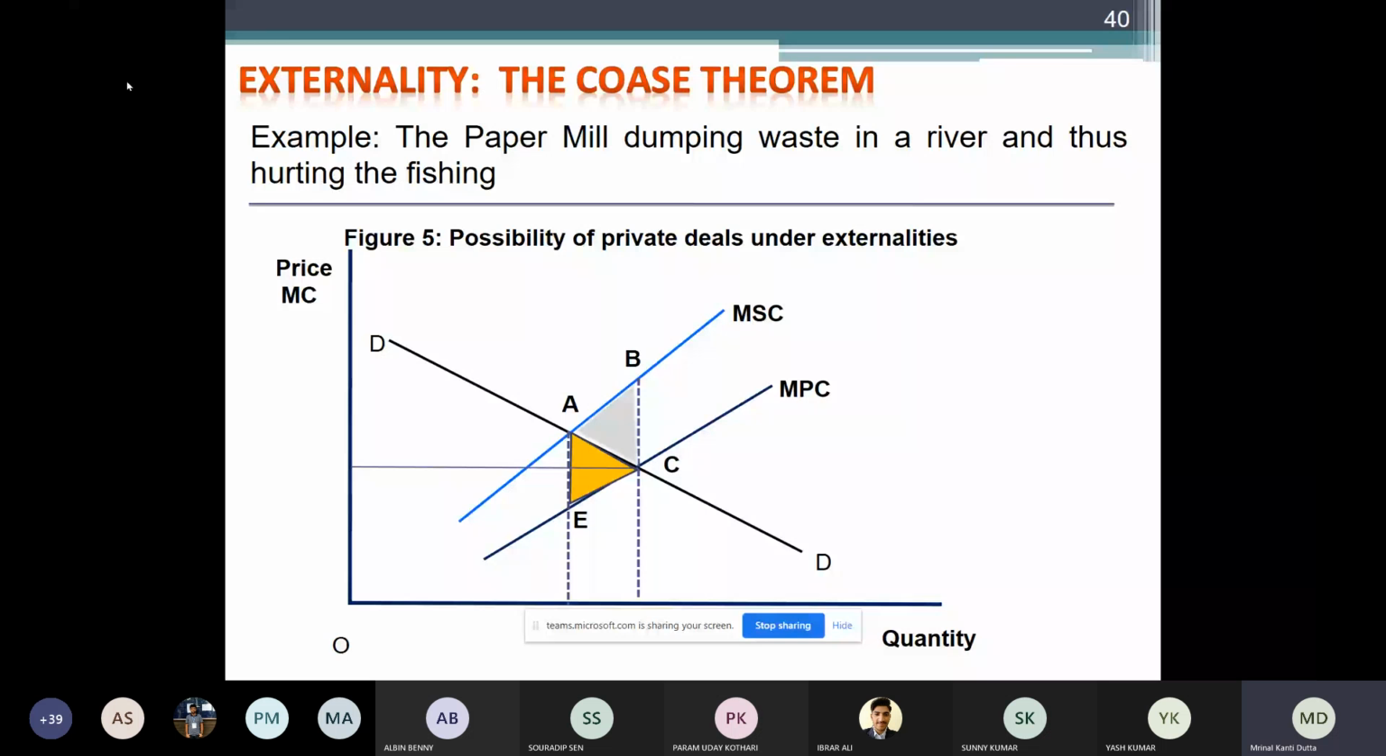Of course, there are issues regarding property rights, the party to whom the property rights will be assigned. There will be issues of transaction cost, distribution of income from one party to another. So those things will be there, obviously. But the fact is that there is a possibility to have optimality or allocative efficiency even in the presence of externality without the intervention of the government. So that is what is shown by the Coase theorem.